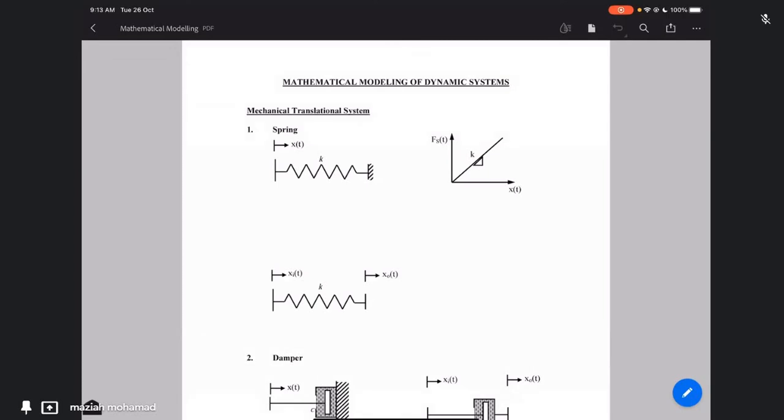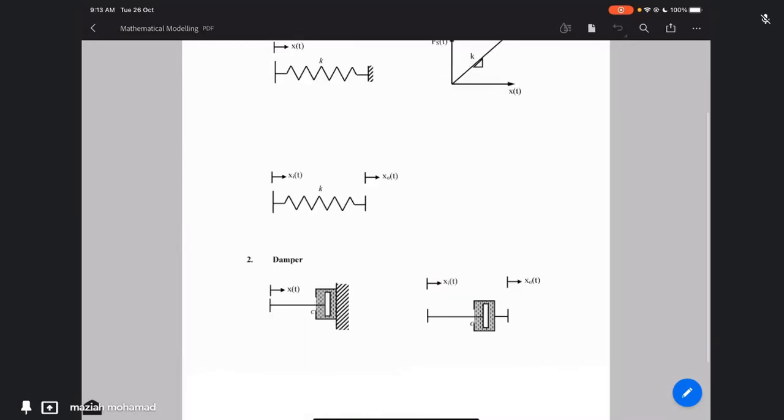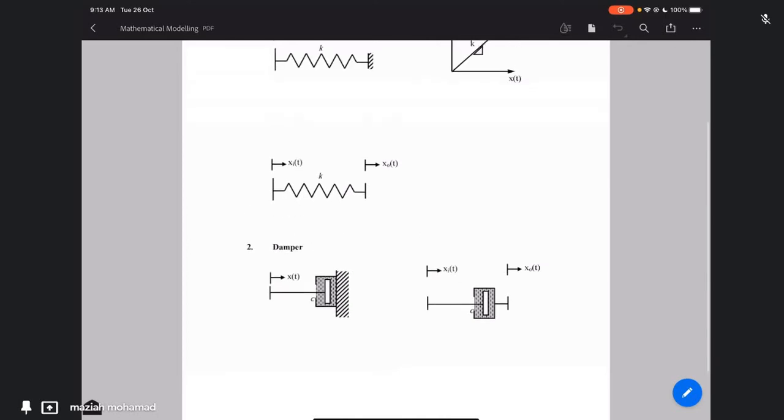In mechanical translational system, we only have 3 elements. The first one is spring, the second one is damper, and the third one is mass. Only these 3 elements. So you may find a system that consists of spring, mass, damper, a spring system, 2 springs, 2 masses, 2 dampers.